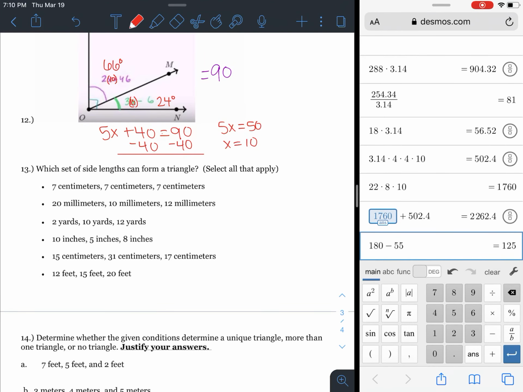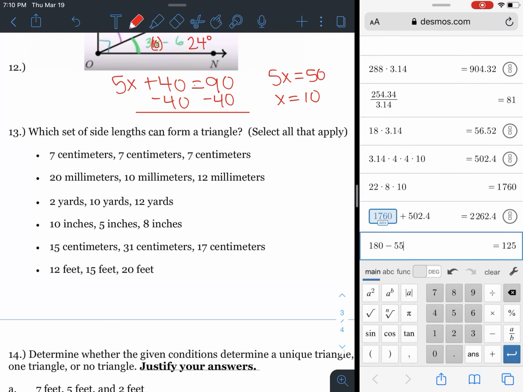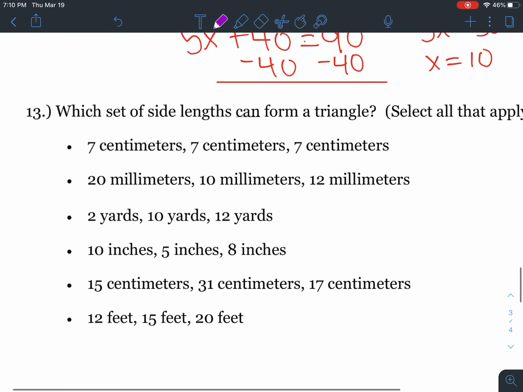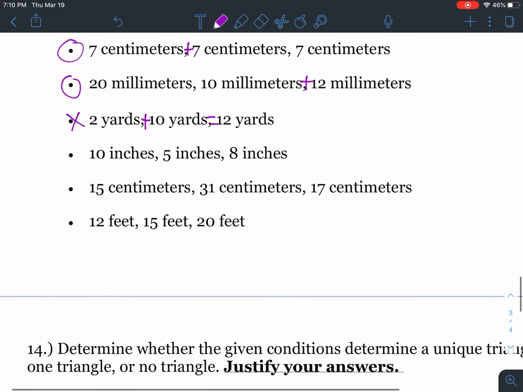Number 13, which side lengths can form a triangle? Select all that apply. So remember, the two smaller have to be bigger than the longest length. So for this one, 7 plus 7 gives us 14. It's bigger than 7. Next one, 10 plus 12 is 22. It's bigger than 20. Third one, the two smaller would be 2 and 10. That gives us exactly 12, so that doesn't work.